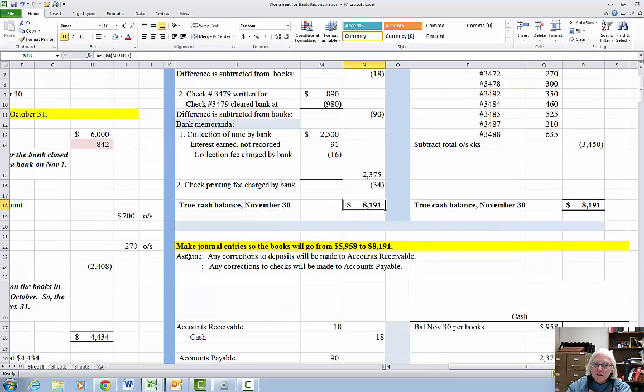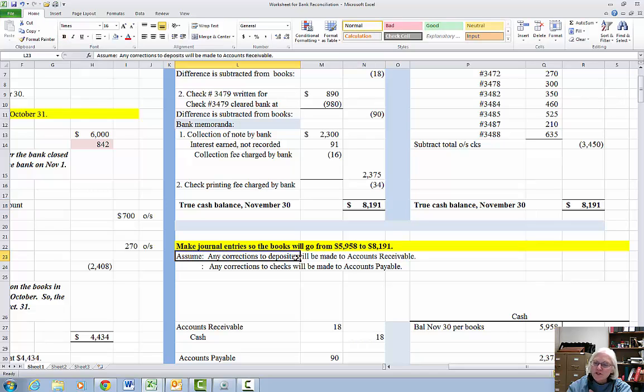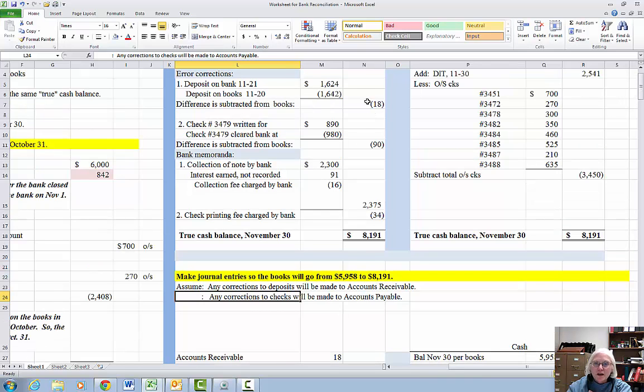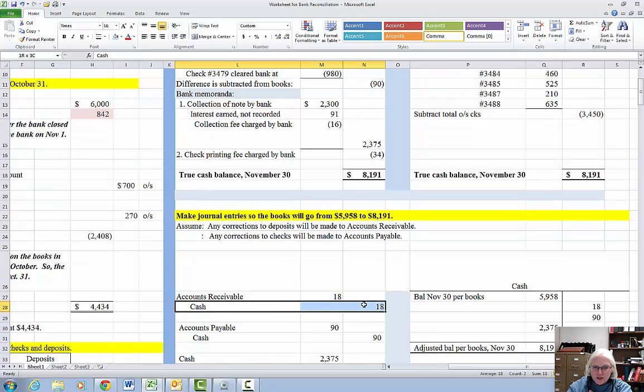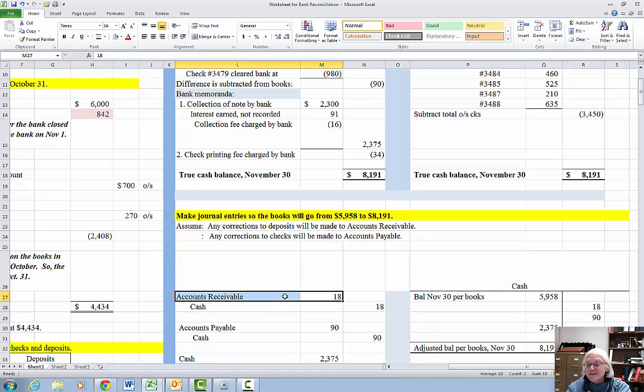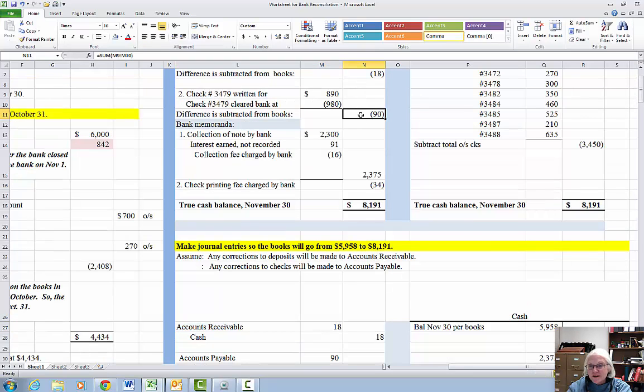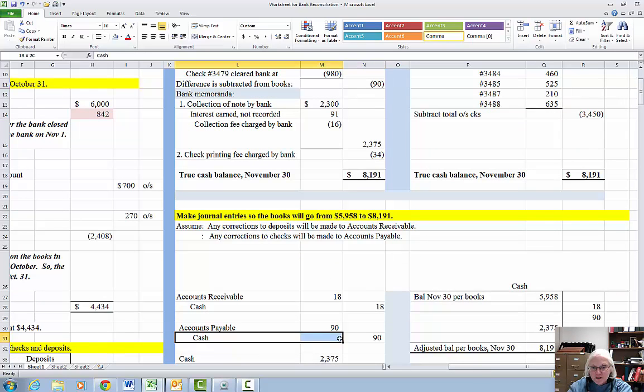Okay, so we're going to make a couple of assumptions. We're going to assume that any corrections to deposits are going to go to accounts receivable because that's probably where we got our money from, people paying their bills. And any corrections to checks is going to be made to accounts payable because we made a mistake when we paid our bills. Okay, so the first one, I'm going to take money out of cash for an error. So if it comes out of cash, it goes back into somebody's accounts receivable account. All right, then we wrote a check, so that's $90 coming out of cash. And the $90 is also coming out of accounts payable.